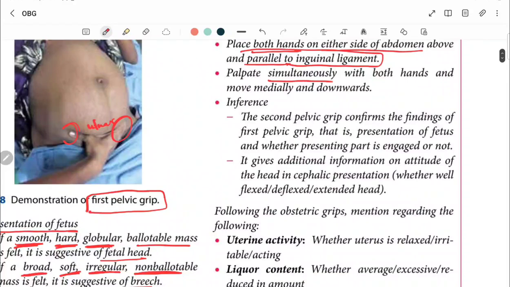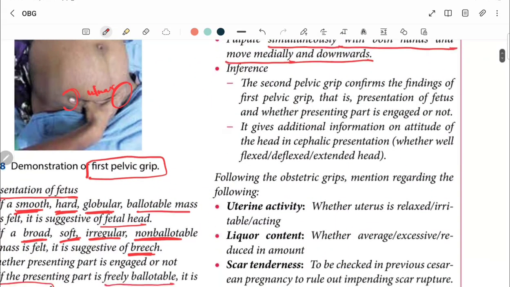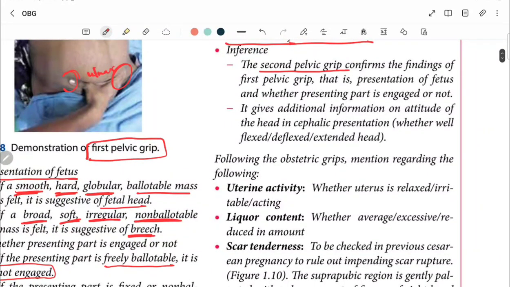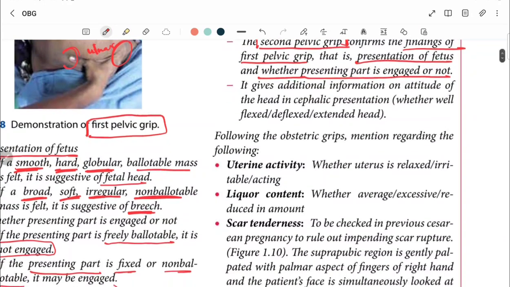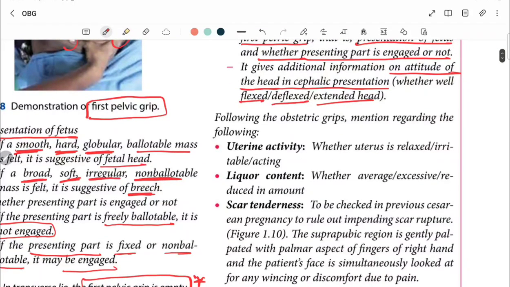Now palpate simultaneously with both hands and move medially and downwards. So what will be your inference? The second pelvic grip confirms the findings of the first pelvic grip, that is the presentation of the fetus and whether the presenting part is engaged or not. It gives additional information about the attitude of the head in cephalic presentation, whether well flexed, deflexed or extended head.